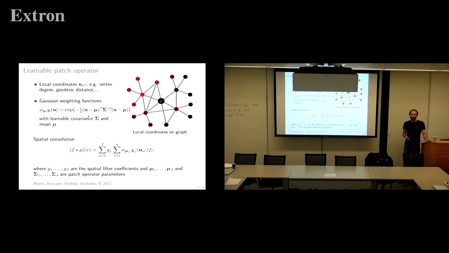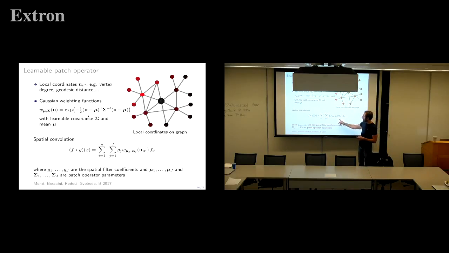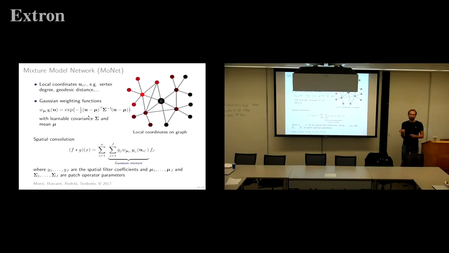Now, in particular, we can consider these weighting functions to be Gaussians, where we can learn the parameters of the Gaussians, the covariance and the mean vector. If you rearrange these sums, you get basically what is written here as a Gaussian mixture. That's why we call these mixture model networks. So here, not only are the weights of the template learnable, but also the way that the patch is extracted.